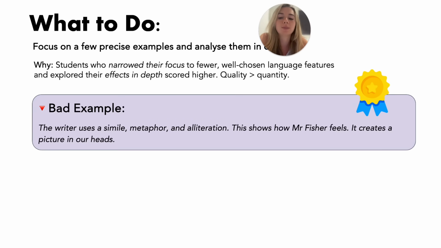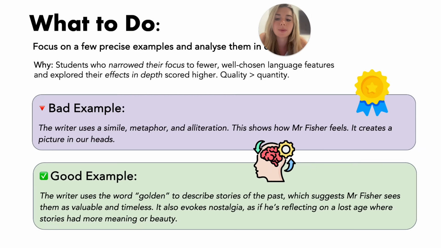So a bad example is: the writer uses simile, metaphor, and alliteration. This shows how Mr. Fisher feels. It creates a picture in our heads. Don't like that. We haven't got precise examples. Just give me one example and I want it in depth. Rather: the writer uses the word "golden" to describe stories of the past, which suggests Mr. Fisher sees them as valuable and timeless. It also evokes nostalgia, as if he's reflecting on a lost age where stories had more meaning or beauty.